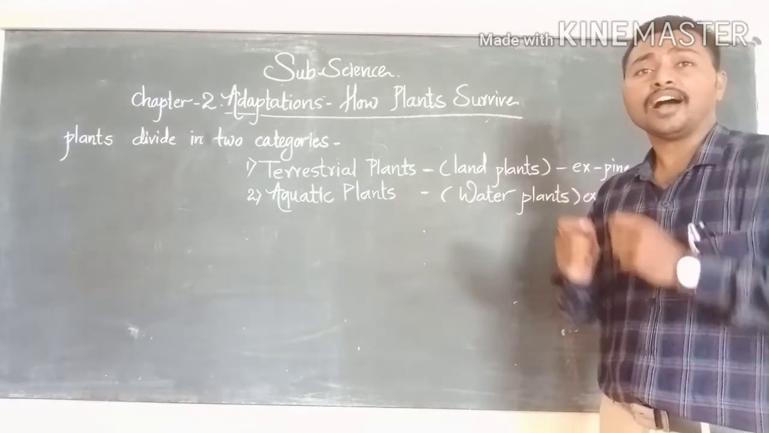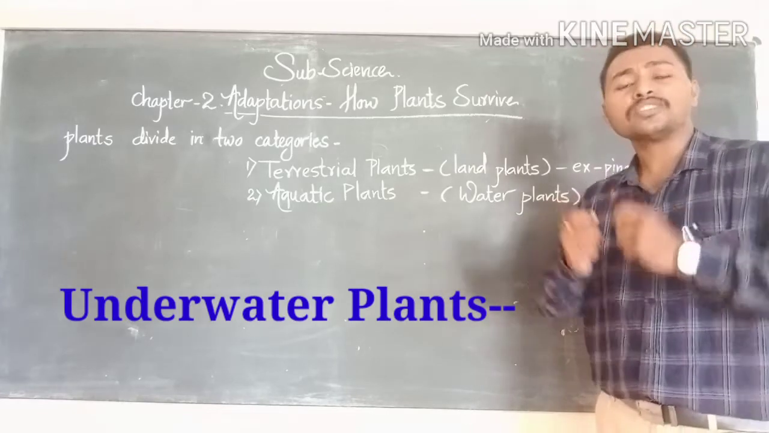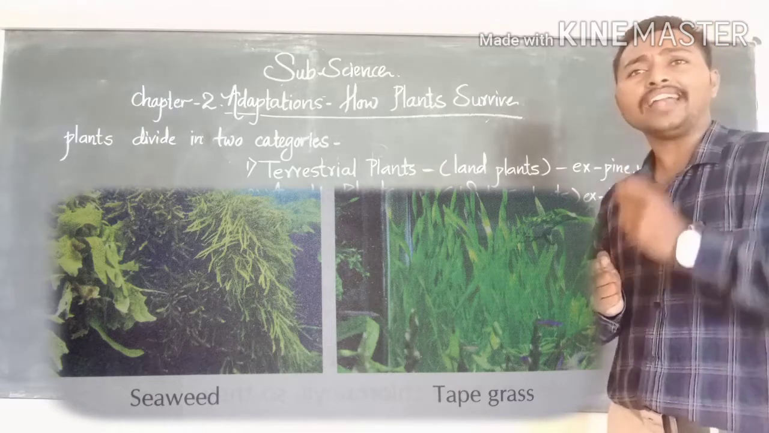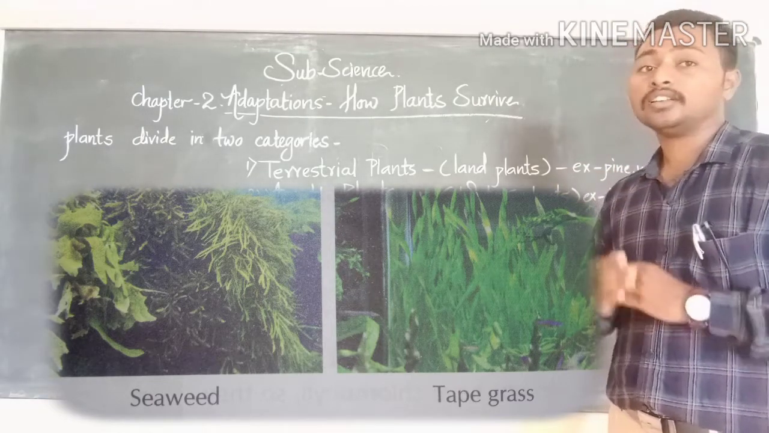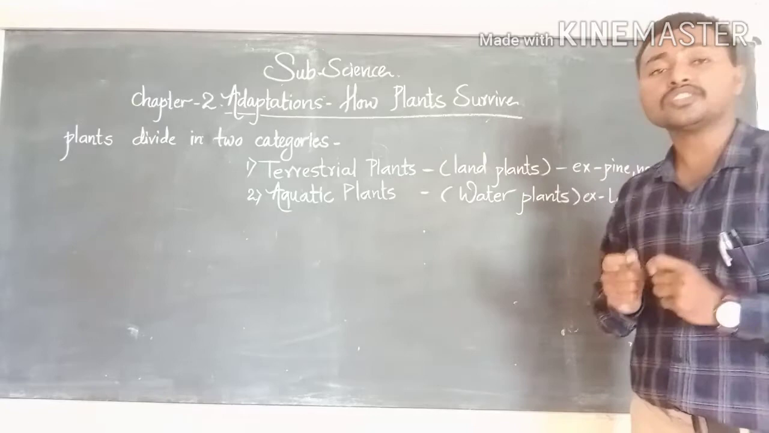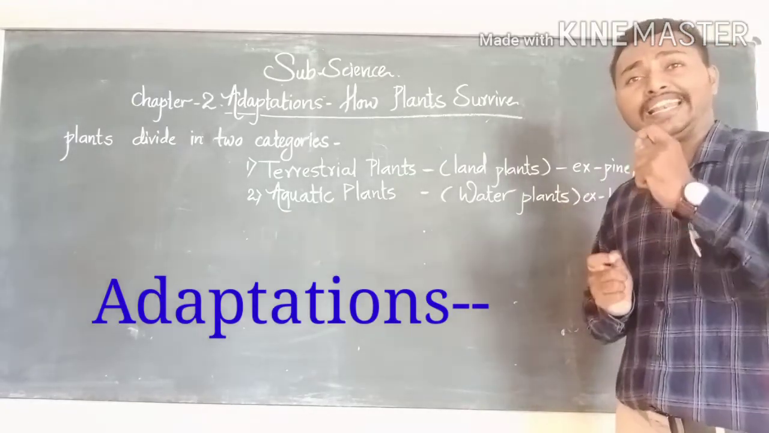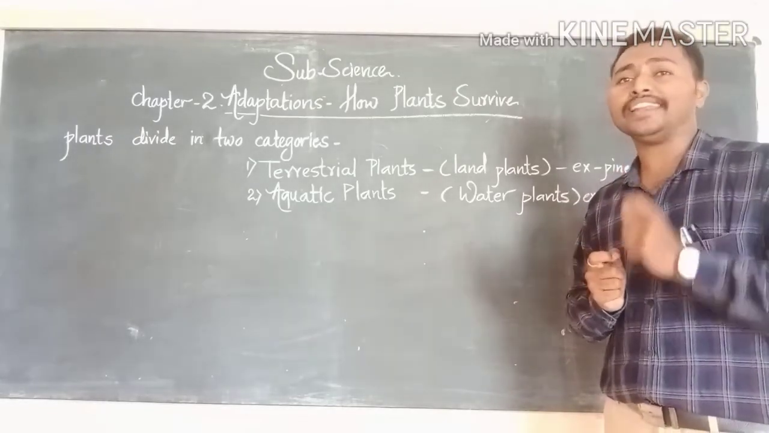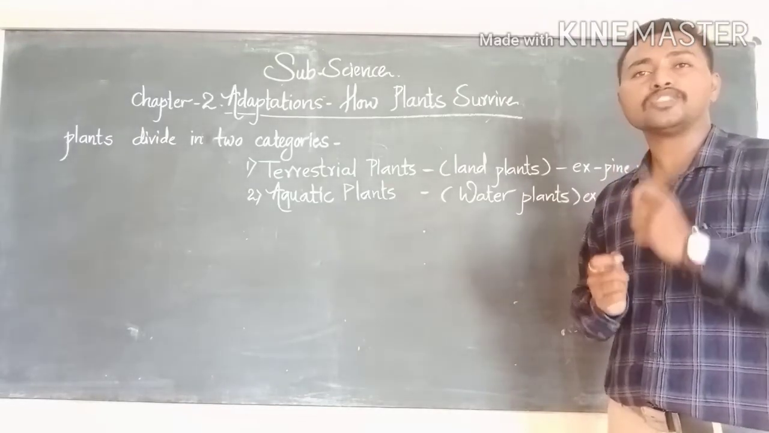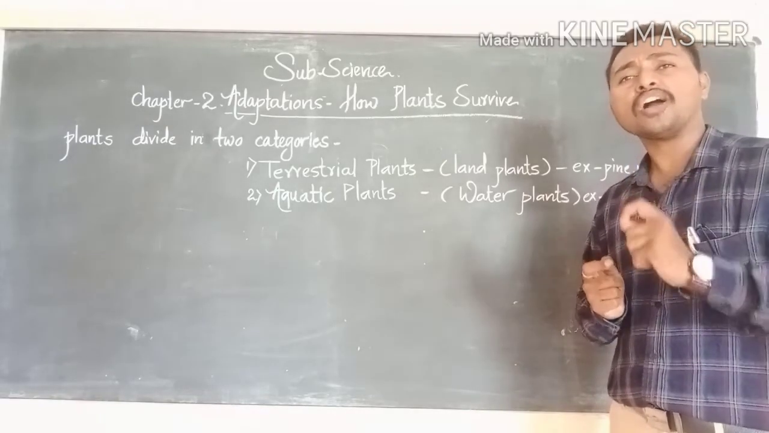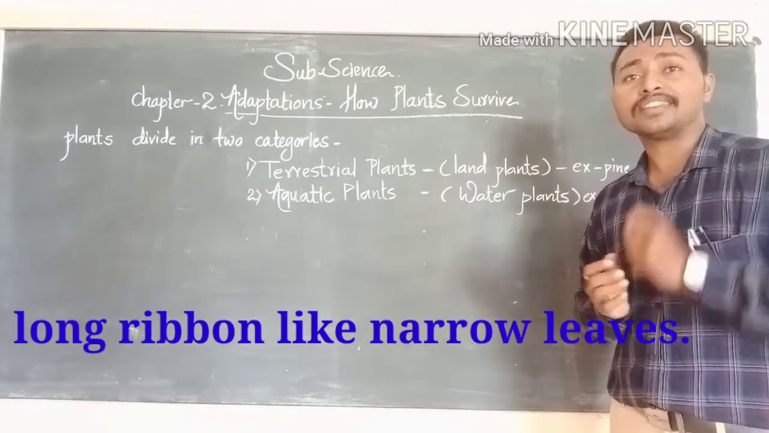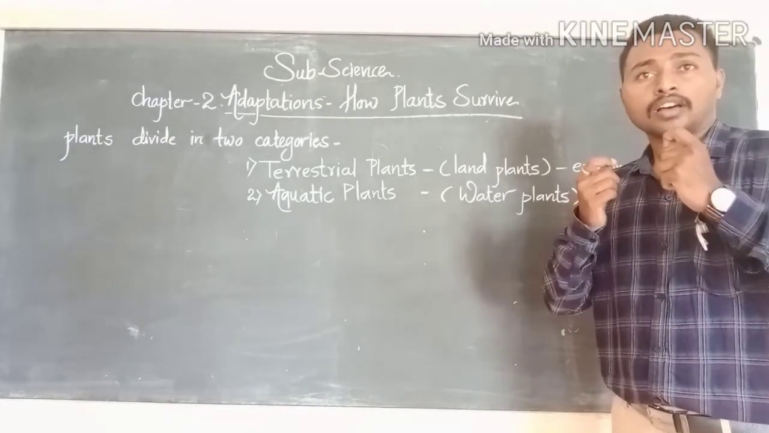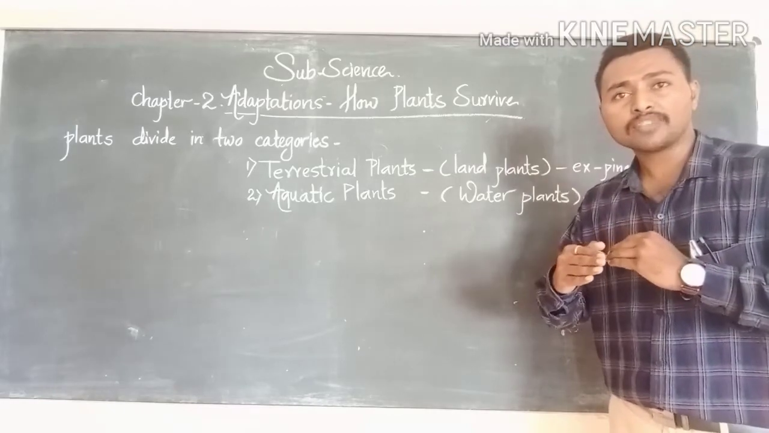And the last type, underwater plants. Some plants like pondweeds, seaweeds and tape grass grow and remain under the water. And the important point, adaptations of underwater plants. Their leaves arise in clusters from the roots and do not have any stomata. That means there is an absence of stomata. They have long ribbon-like narrow leaves. They breathe through their body surface. The underwater plants use their body surface to breathe.